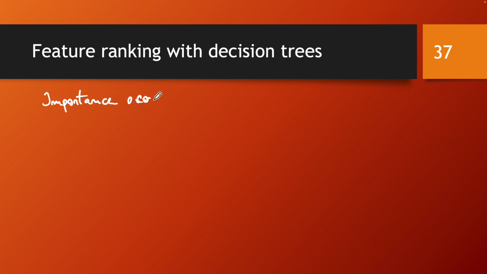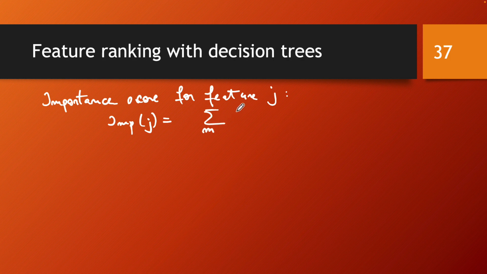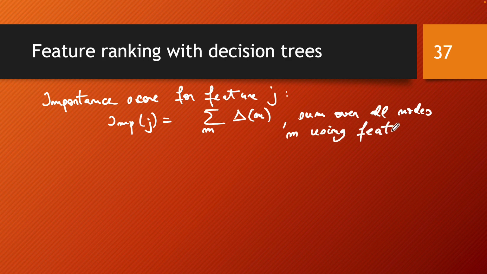So, importance score for feature J, for a given decision tree. You define the importance of J to be the sum over all the nodes M in which that feature was used, and you take the drop in the impurity of M. So this is going to be the sum over all nodes M using feature J, or having a query on feature J.